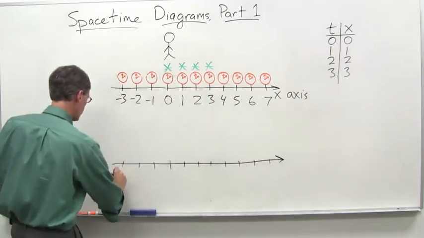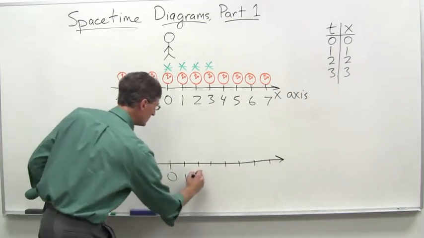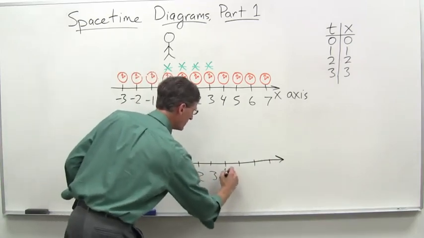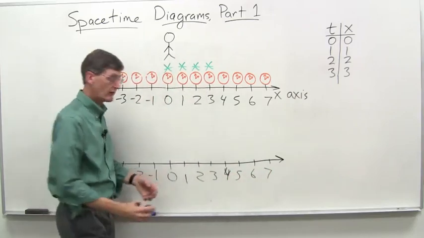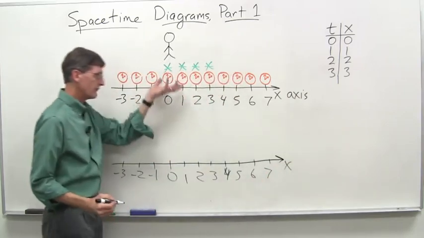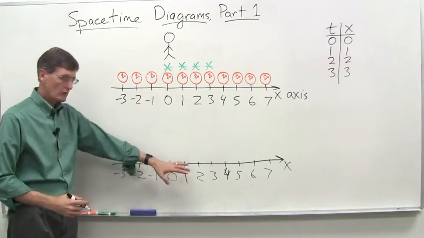So I think that's more or less good enough. So minus 3, minus 2, minus 1, 0, 1, 2, 3, 4, 5, 6, 7. Okay, so this is our x-axis again. All we've done is just reproduce this one down here. A little tilted, but I think it'll work.